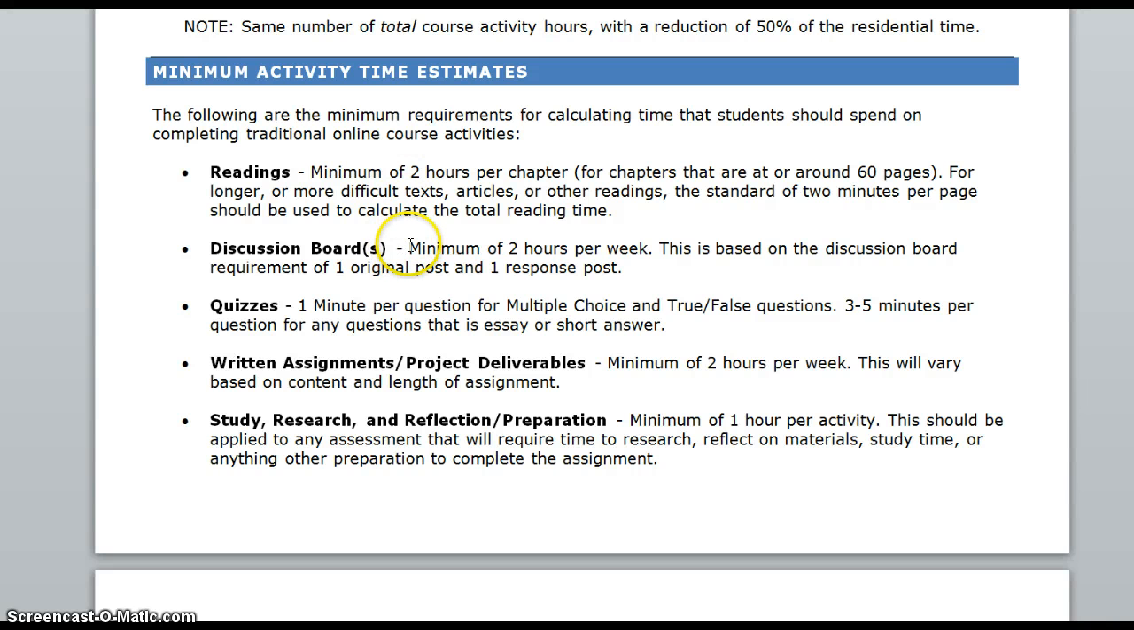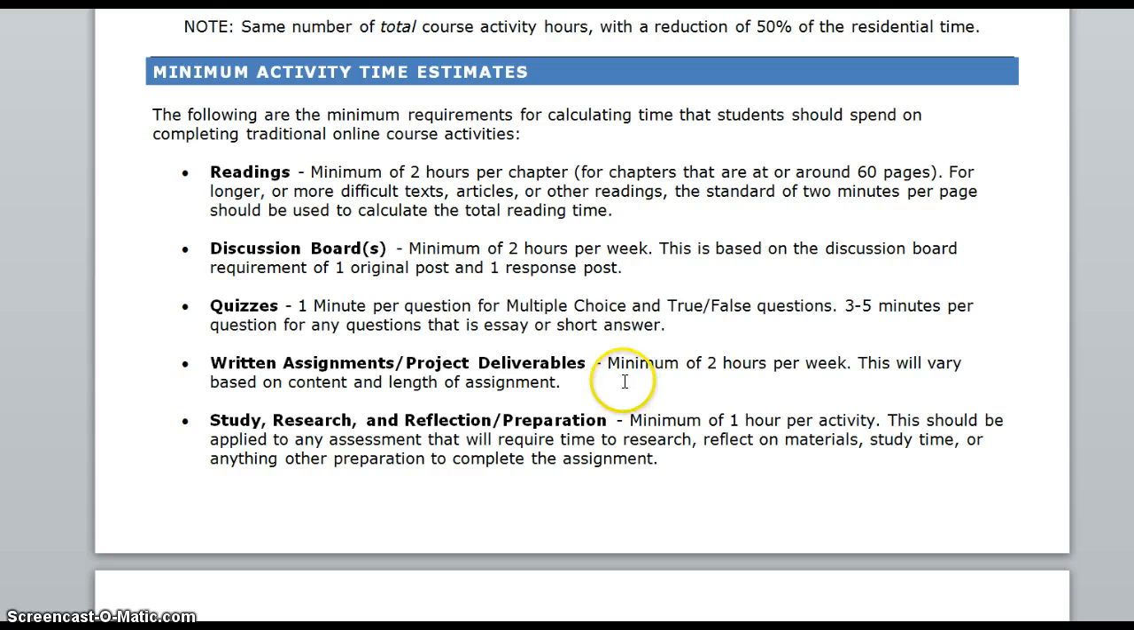Discussion board activities, minimum of 2 hours per week. This is noting 1 original post, 1 response post. So if you're requiring more of that of your students, make sure you increase that time. Looking at quizzes for multiple choice and true false questions, 1 minute per question, more obviously for essay and short answer.